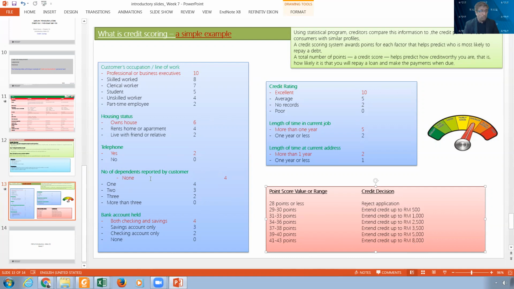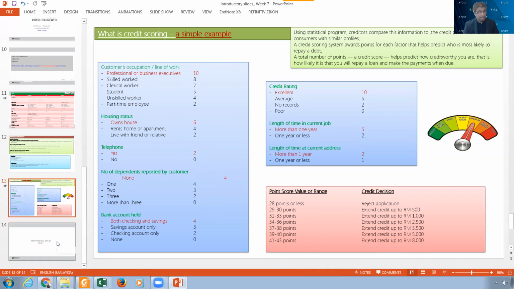Now this we use, for example, for credit cards, individual business borrowers, and personal loans. But when we go to business loans, we use the balance sheet, and I will explain it in week 7, part 1.